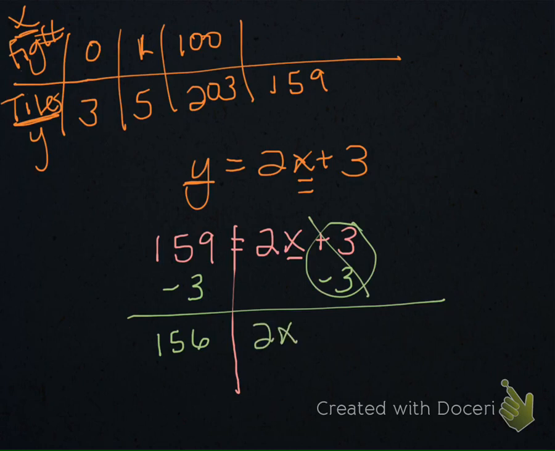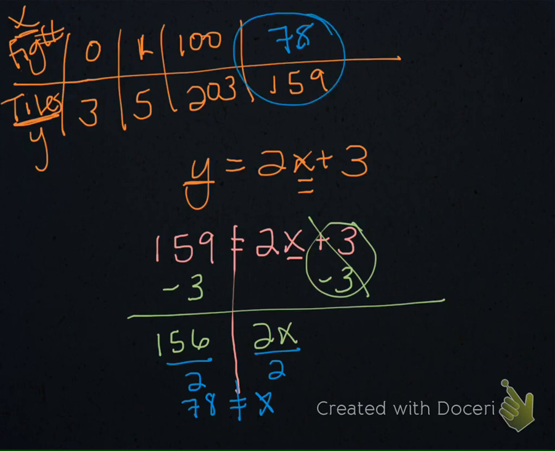That next legal move that I'm going to want to go ahead and do is to get rid of that 2, so I'm going to group everything into 2 groups. When I have 2x's grouped into 2 groups, I just get a single x. And when I group 156 into 2 groups, I get 78. So what that tells me is that figure 78 is going to be the figure that has 159 tiles.